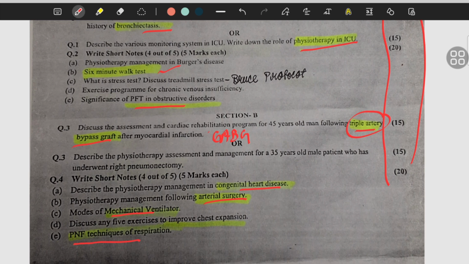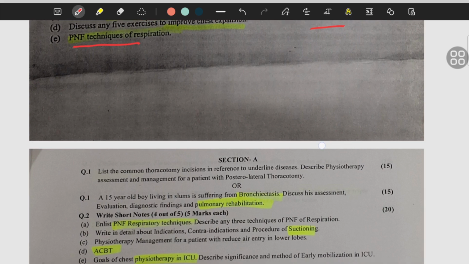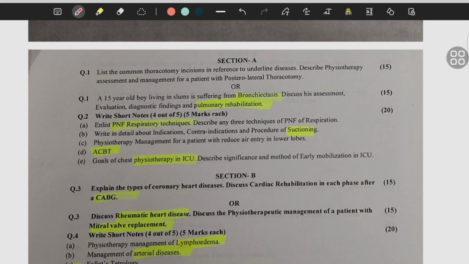Then congenital heart disease. In congenital heart disease, they can also ask for each and every individual disease. Arterial surgery, mechanical ventilator, PNF, respiration. Then bronchiectasis, pulmonary rehabilitation, PNF respiratory technique, suctioning, ACBT, physiotherapy in ICU. If you have seen previous question papers, physiotherapy in ICU was also asked for 15 marks.